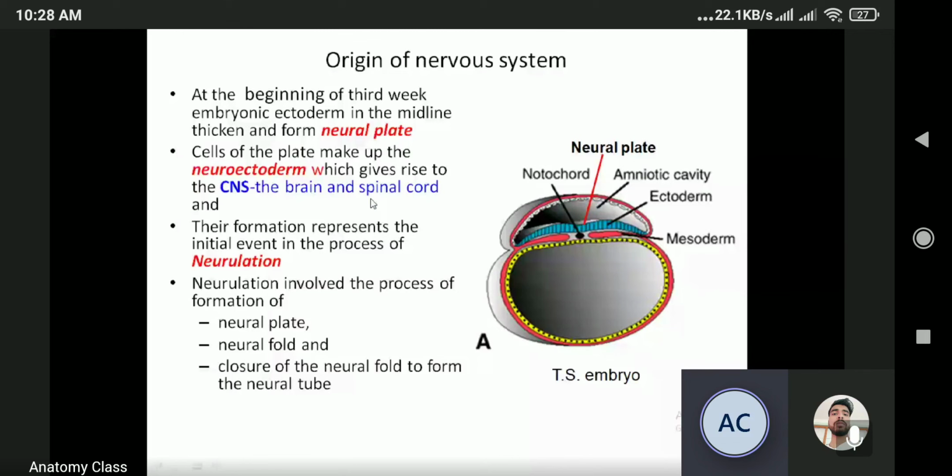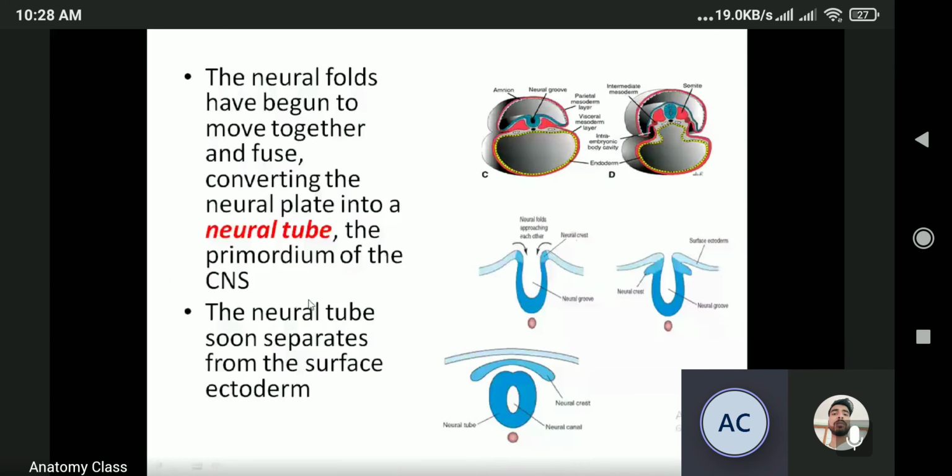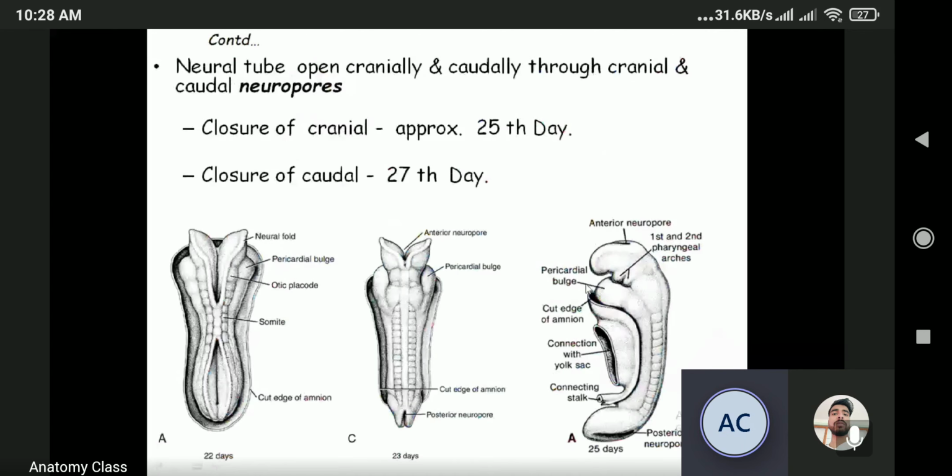So what will happen in the third week? The neural plate will thicken and it forms the neural fold, it forms the neural groove, and it forms this neural tube. So this is the neural tube. It separates from the neural epithelium. After that, what is the closure? 25 days, 27 days. This is the closure of the neural tube.